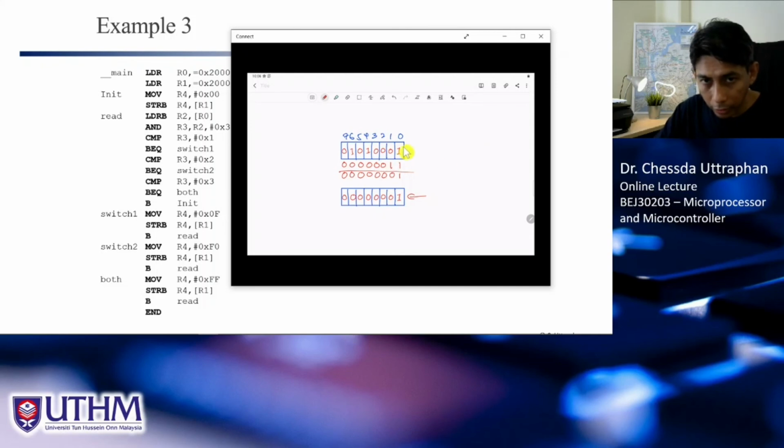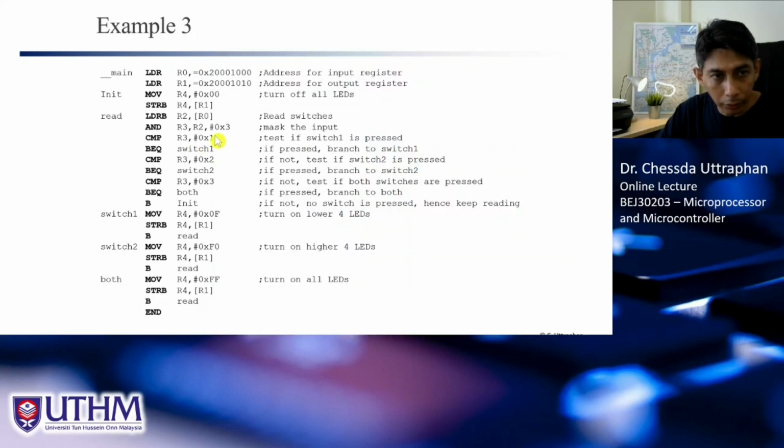Okay, we want to preserve these 2 bits, and the others we want to make sure that they are 0 so that we can compare with 1 later on. Right? So this is how we do it. We compare the value that we read from the input with number 3, and we save the value in R3, and we compare R3 with 1. All right. If it is equal, it means that switch 1 is pressed, because the value is 1.